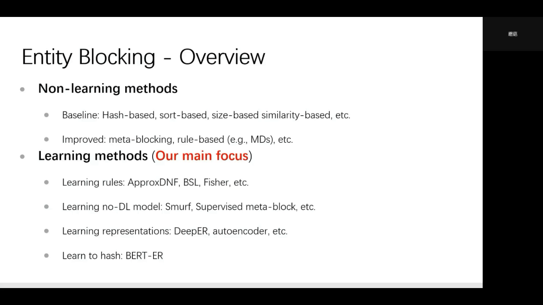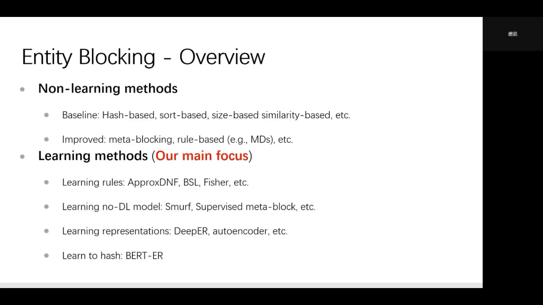We mainly classify these methods into two categories. The first one is the non-learning methods, where the blocking strategies are written by humans themselves or by some heuristic algorithms. There are some baselines, including hash-based, sort-based, size-based, and semantic-based methods. Also, some algorithms are proposed to improve these baselines, such as meta-blocking or rule-based blocking.